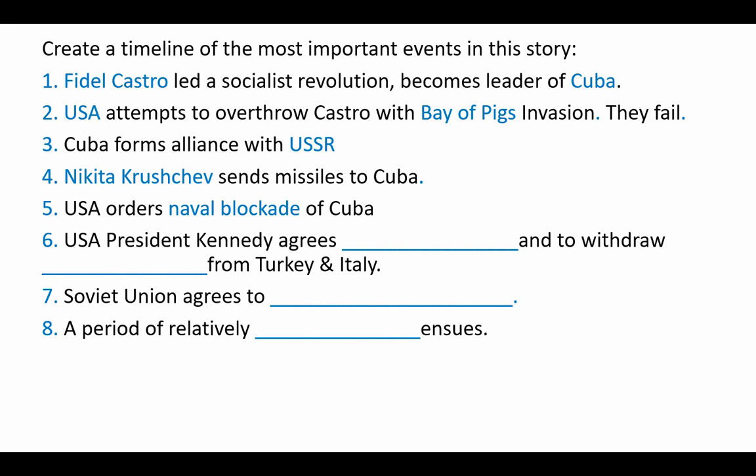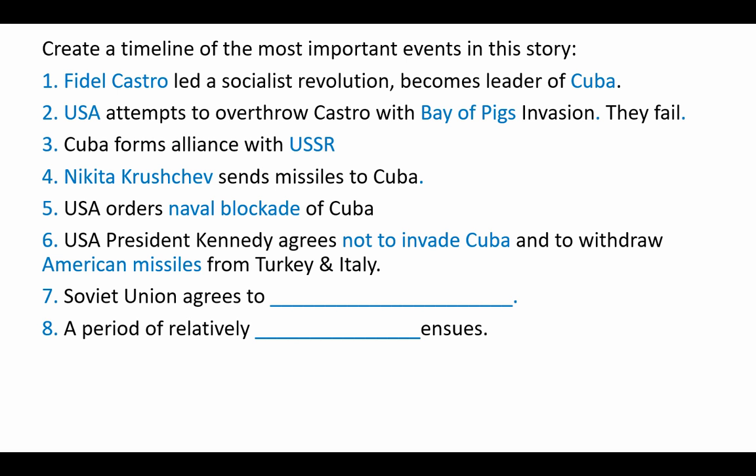Number 6, the American President Kennedy agrees not to invade Cuba and also to withdraw his American missiles from both Turkey and Italy. Oh yeah, the Americans had their own missiles placed in Turkey and Italy, and they were pointed right at the USSR, right? So now here's the USSR escalating tensions by doing the same thing, placing their own missiles in Cuba, which is not far from the United States.